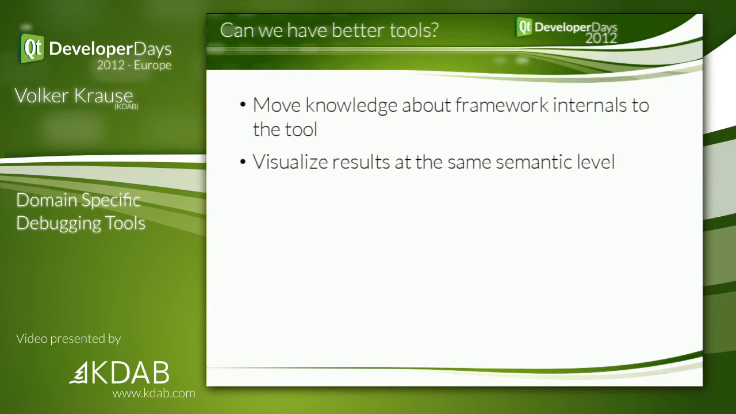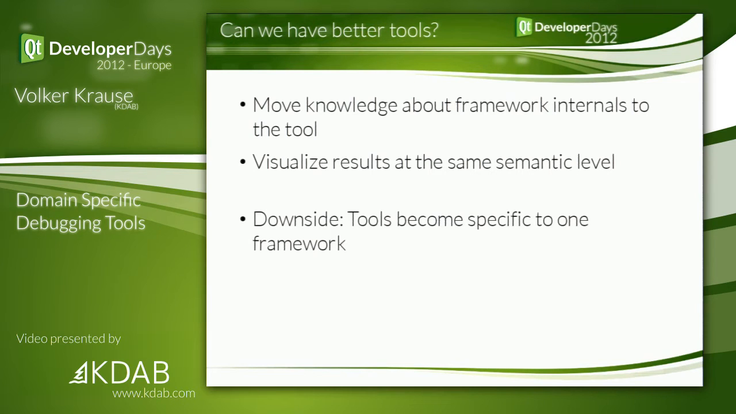And show us the results on the same semantic level as the tool, right? We don't want to see what's happening inside the interpreter. We want to get meaningful results like this part of the QML code is slow, or this is where your bug is in the model view code. Of course, this has a big downside because it means that our debugging tools now become specific to one framework. So, which also means we need a lot more of them. Right? The nice part about GDB is it just works everywhere.